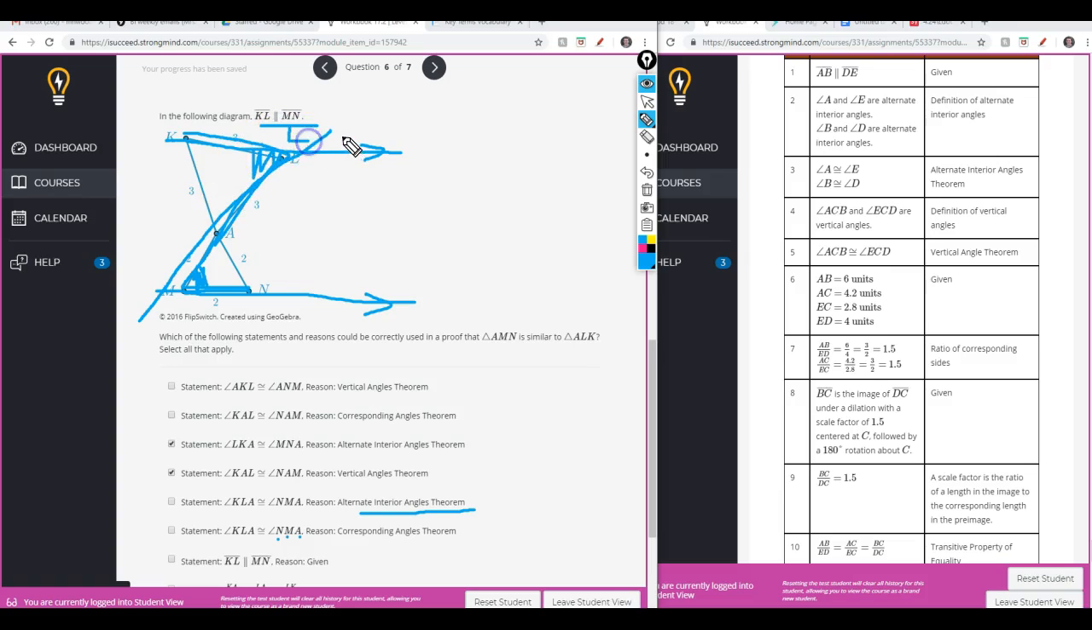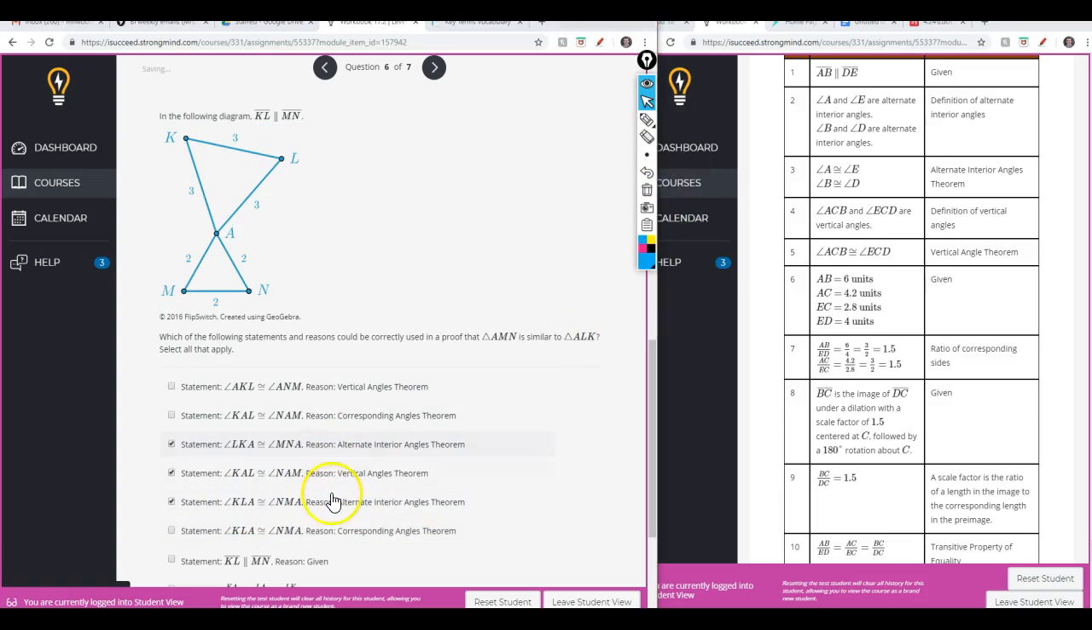So this is the left-hand side of the transversal, and the right-hand side. One's on the left-hand side, the angle right here. The other one's on the right-hand side, the angle right here. So yes, they're alternate. And are they between those parallel lines? Yes, they are. So they are alternate interior angles. So that's the other statement with the correct reason. So now we have all three of our angles taken care of.